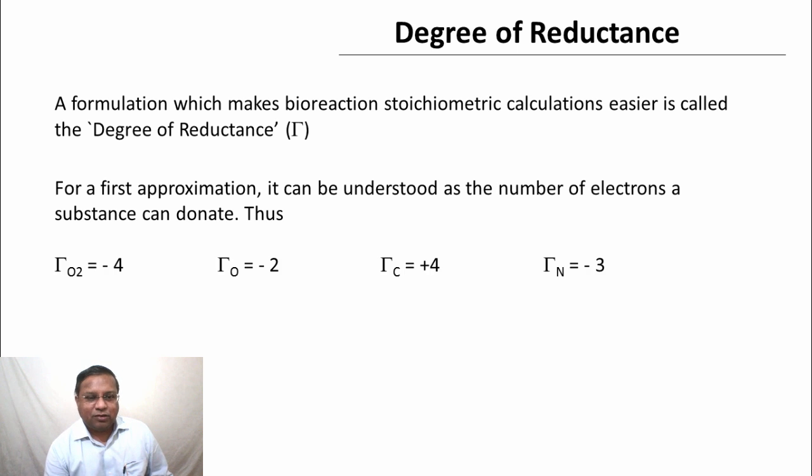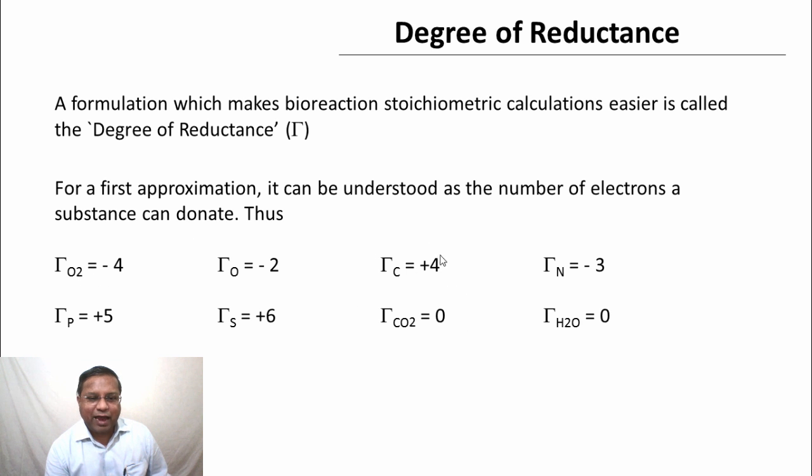We'll see this. Thus, the number of electrons that oxygen can donate is -4. O2 is -4, O is -2, carbon is +4, and nitrogen is -3. It is the number of electrons that a substance can donate. Gamma of phosphorus is +5, gamma of sulfur is +6, and for CO2, this is +4 for C, and this is -4 for O2.